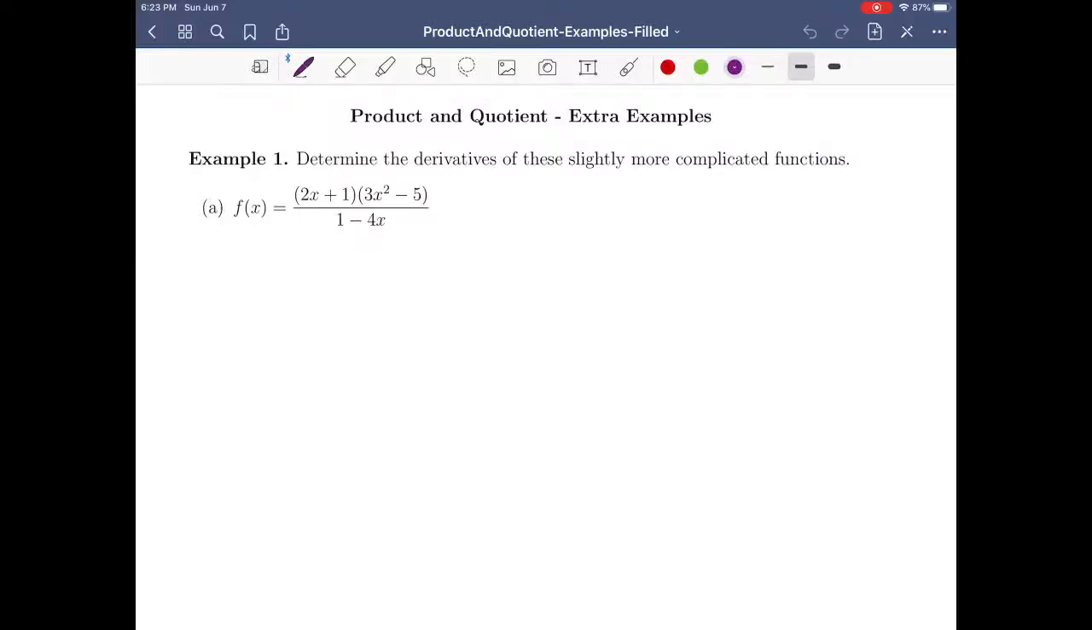In this video, we're going to do some extra examples where we use both the quotient and the product rule together. These can be simplified to avoid this, but just for practice for now, we're going to try it this way. So for part A, f of x, we have (2x plus 1) times (3x squared minus 5) on top and another polynomial in the bottom. So it's a quotient rule, but the derivative of the top is also a product rule.